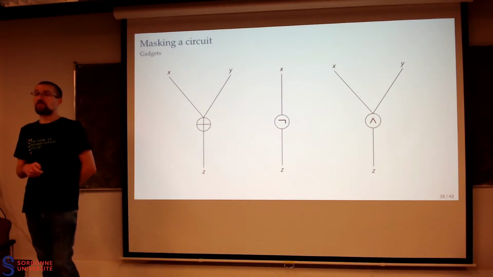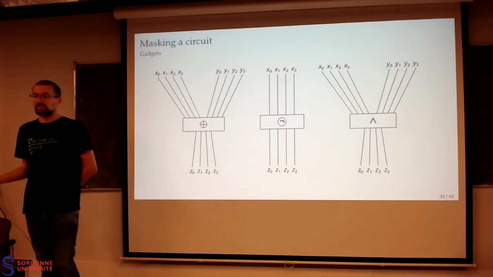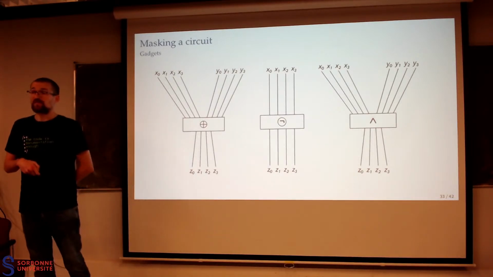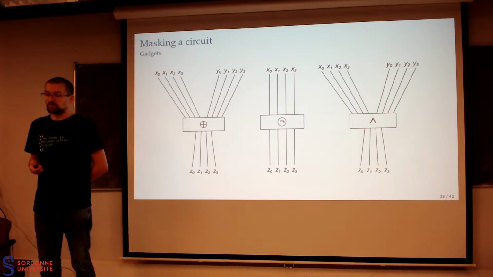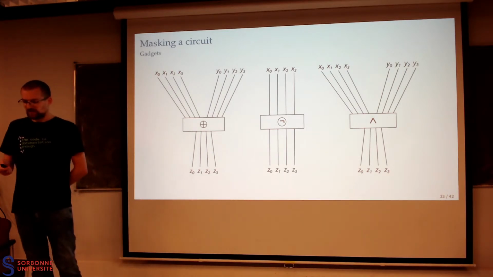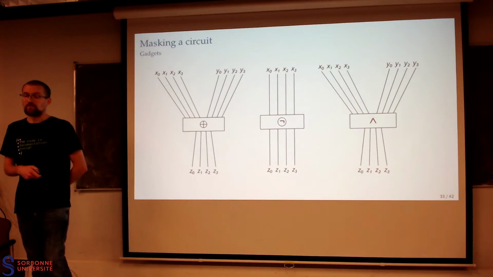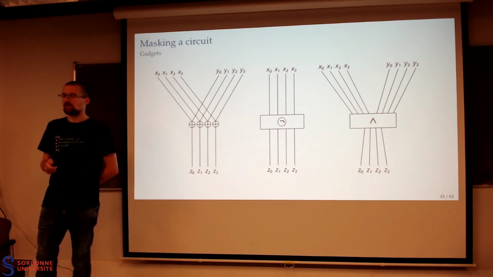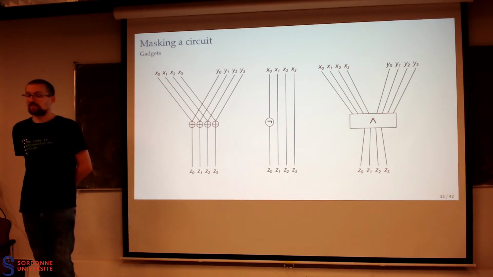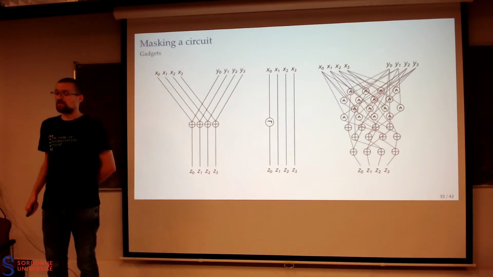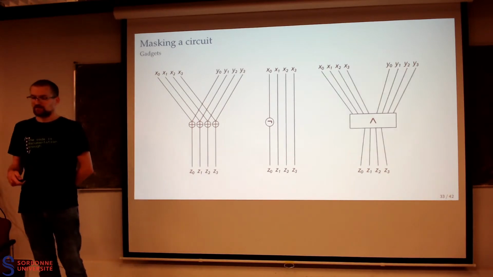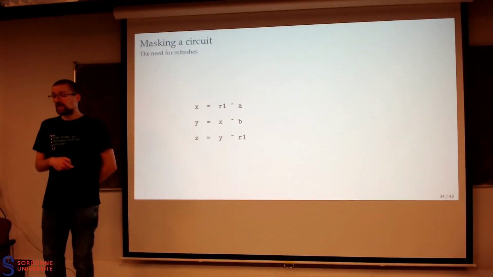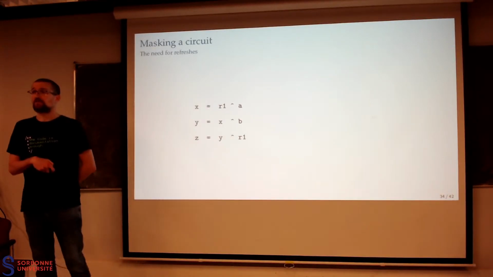So if you want to mask your whole circuit, you need to just replace its inputs with sharings and replace its operators with masked versions of those operators called gadgets. In the case of a XOR, a masked gadget simply performs the sharewise XORs. In the case of a NOT, it's sufficient to just negate a single share. And in the case of an AND, well, the gadget is a bit more complicated, so let's just say that it's a black box.